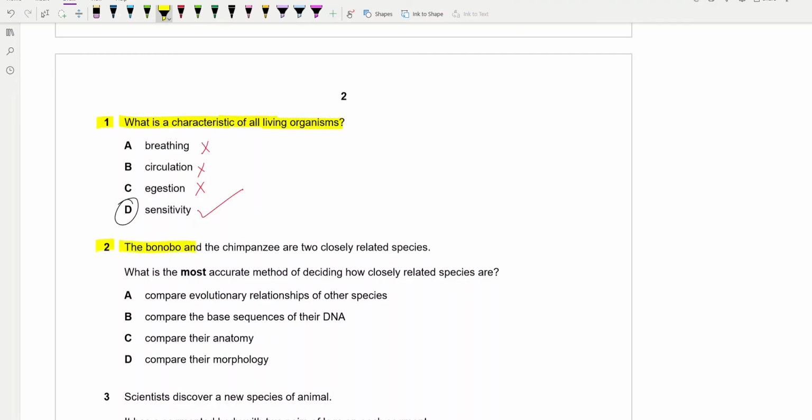Question number 2. The bonobo and the chimpanzee are two closely related species. What is the most accurate method of deciding how closely related species are? Option A. Compare evolutionary relationships of other species, which is wrong. Option B. Compare the base sequences of their DNA, which is correct. Option C. Compare their anatomy, which is wrong. Option D. Compare their morphology, which is wrong. So the correct option would be option B, as the best way is to compare their sequences.